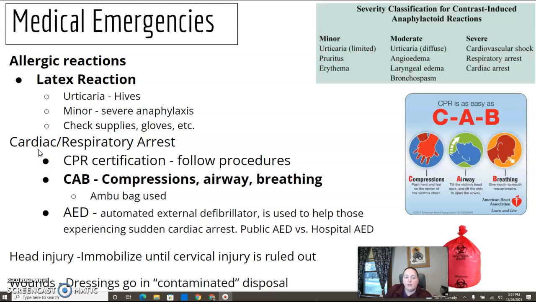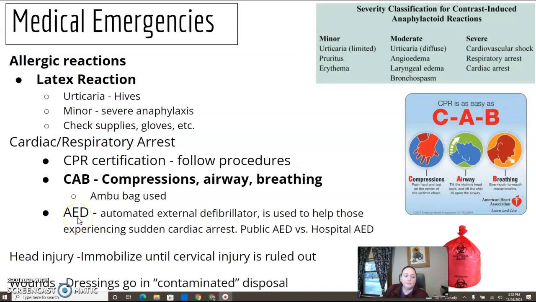Cardiac or respiratory arrest. So CPR, you're going to follow the CPR procedures. It is CAB: compressions, airway, breathing. Ideally, you have an ambu bag. And just go back to your CPR learning about the AED. You're going to use that for sudden cardiac arrest. And remember, the AED will instruct you when to do the shocking.